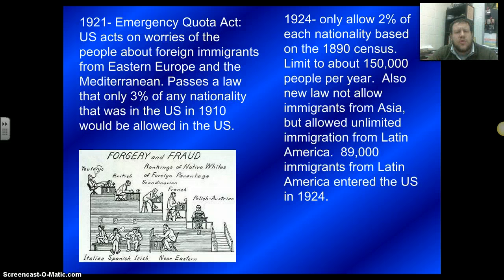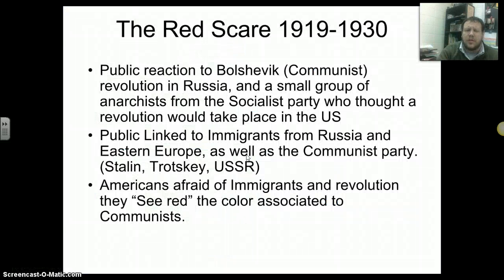One thing we see happen in the 20s is something called the Quota Act, where the U.S. worries about foreign immigrants and starts passing laws that only 3% of a nationality can come into the country. They later on lower that to 2%. So basically, we start seeing less and less immigrants allowed to come into the United States. Now, we have to make our rankings down here of who we should let into the country. And so we start seeing less and less immigrants being allowed into the country from different parts of the world.